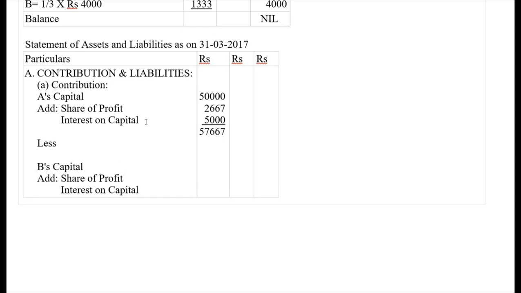Then here less drawings. The amount of the drawings given in the problem is 10,000. So let me underline this. So the difference will be now 47,667. Similarly, we should go for B.